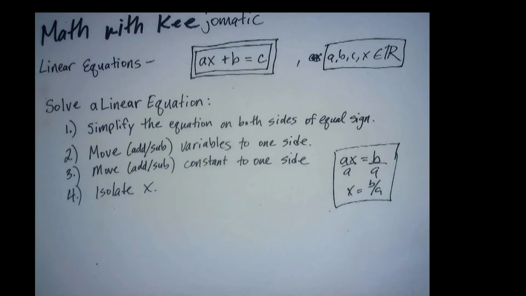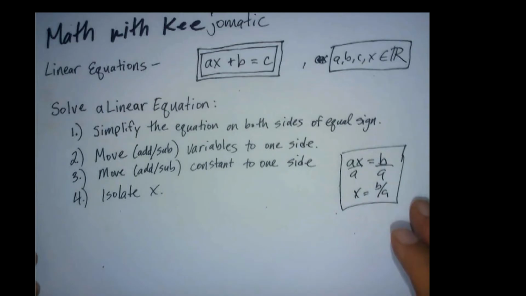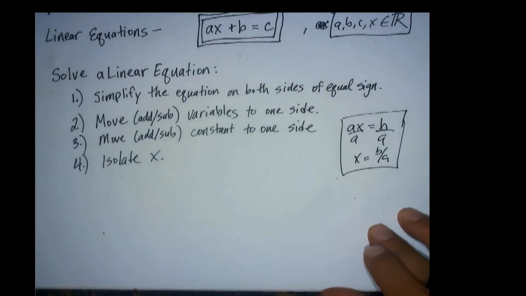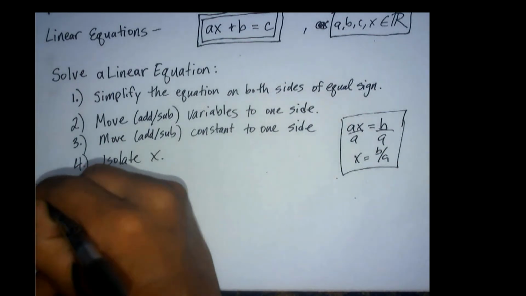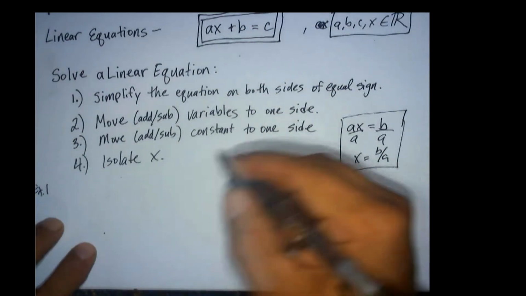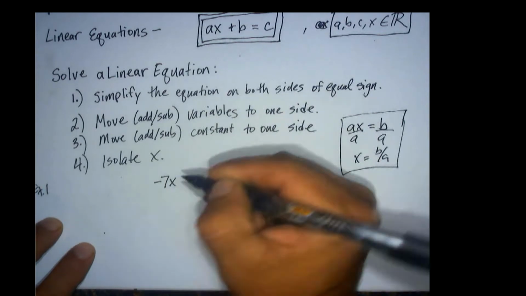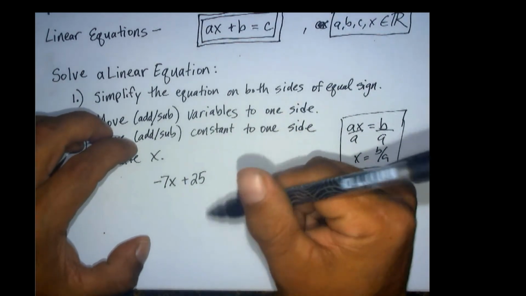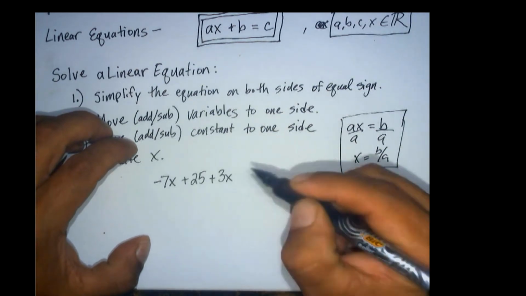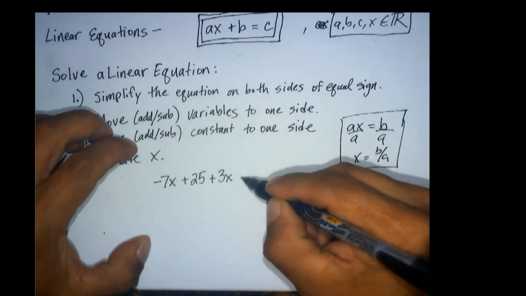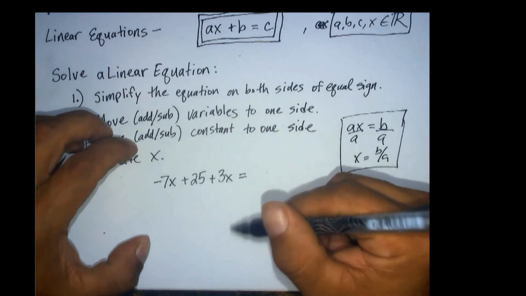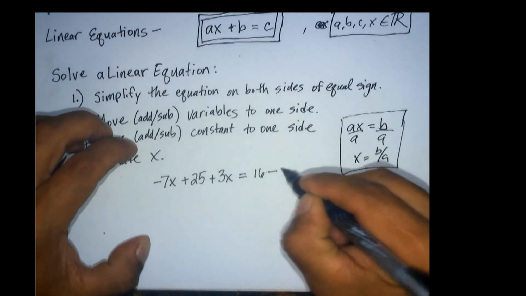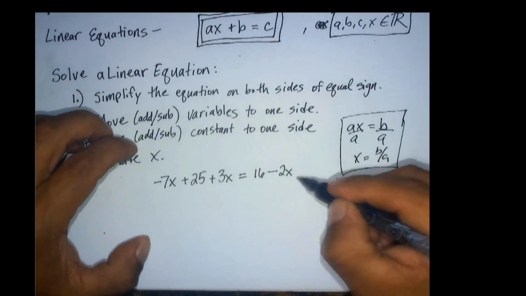Okay. I do one. You do one. Make sure my camera's good. It is. Okay. Example 1. Mine. Negative 7x plus 25 plus 3x is equal to 16 minus 2x minus 3.